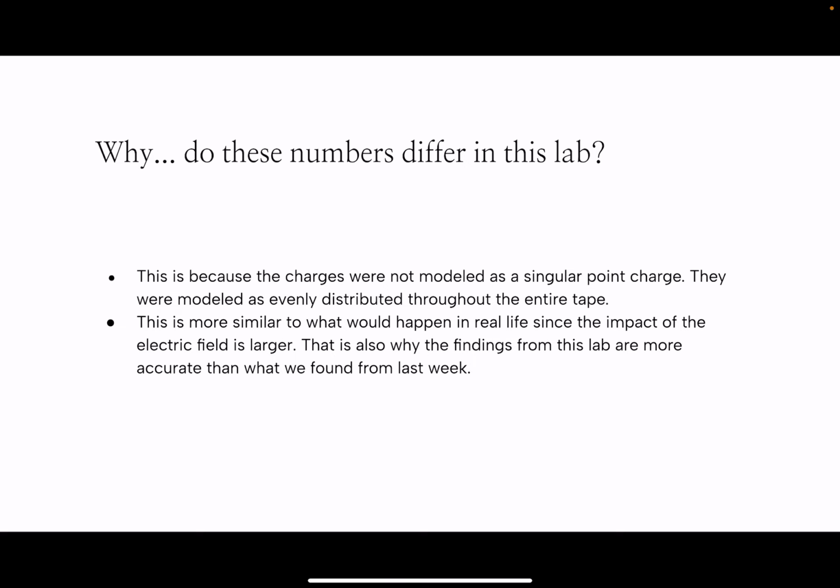So that is it for this lab. This was a more accurate way to model charge distribution using computational tools, and the results align more closely with real-world physics than the previous model that we had used.